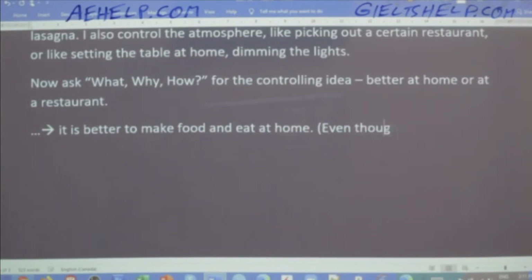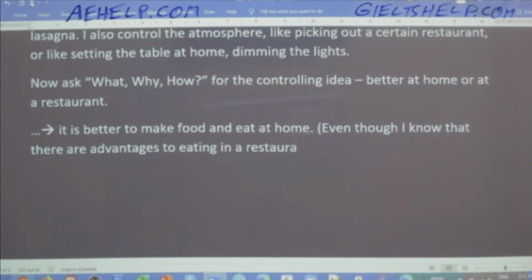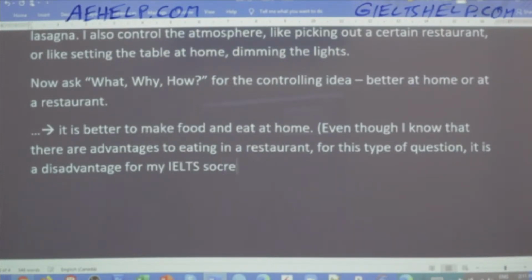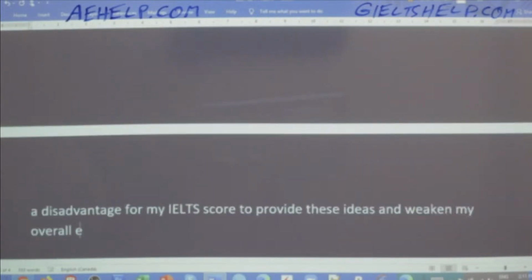So, even though I know that there are advantages to eating in a restaurant, for this type of question, it is a disadvantage for my IELTS score to provide these ideas and weaken my overall essay. Okay?